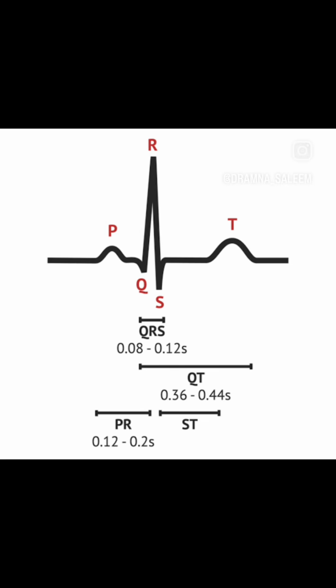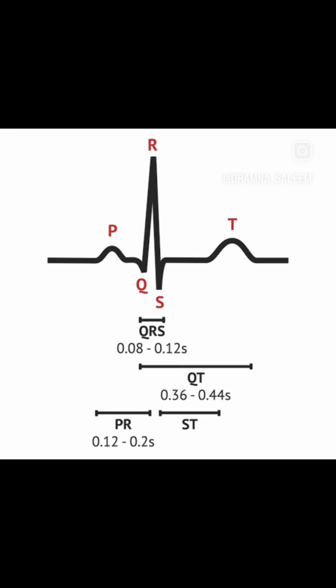Next comes the PR interval, which is the time taken for the electrical impulse to travel from the atria through the AV node to the ventricles. And normally it should be between 120 to 200 milliseconds. After that, we see the QRS complex, which is a sharp spike that represents ventricular depolarization, the moment when the ventricles are activated and contract to pump the blood to the body and lungs. A normal QRS duration should be less than 120 milliseconds.